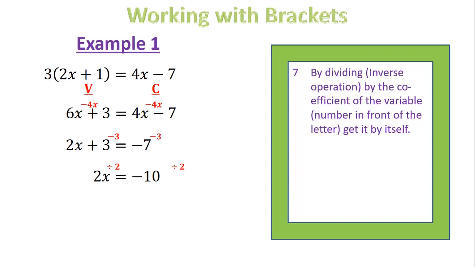So 2x divided by 2 gives me x, and that equals negative 10 divided by 2, which gives me negative 5. And that is step 7 done, which means that our answer is x equals negative 5.